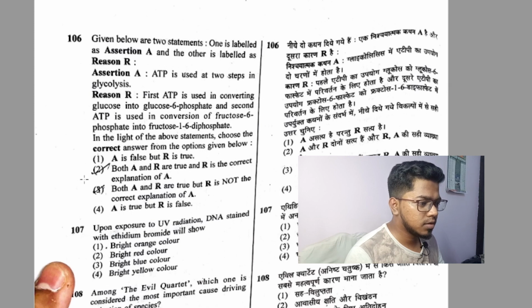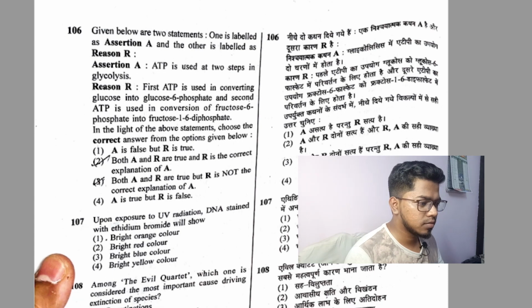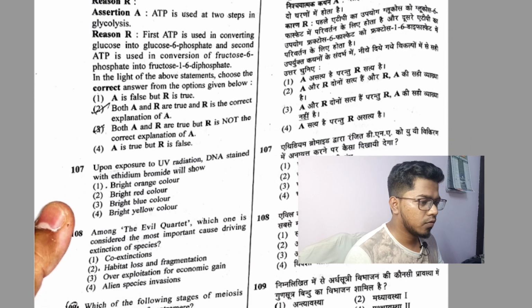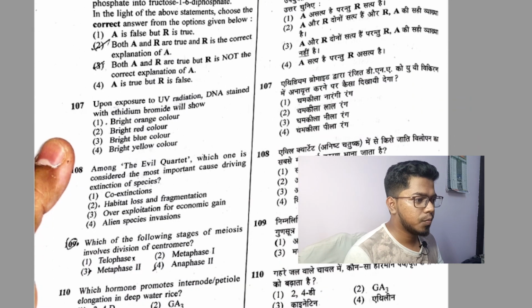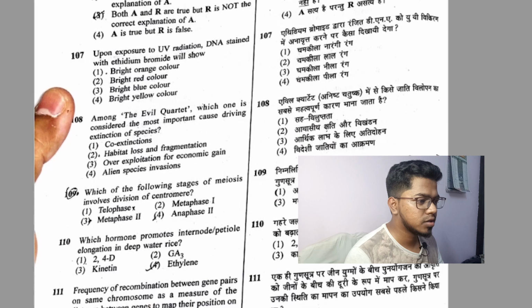Yeah, he has been smart. Yeah, I think 2 is the answer. Let's go further. Upon exposure to UV radiation, DNA stained with ethidium bromide will show bright orange color. 107 is 1, I think, bright orange. Among the evil quartet, which one is considered the most important cause driving extinction of species? Habitat loss and fragmentation, I think.